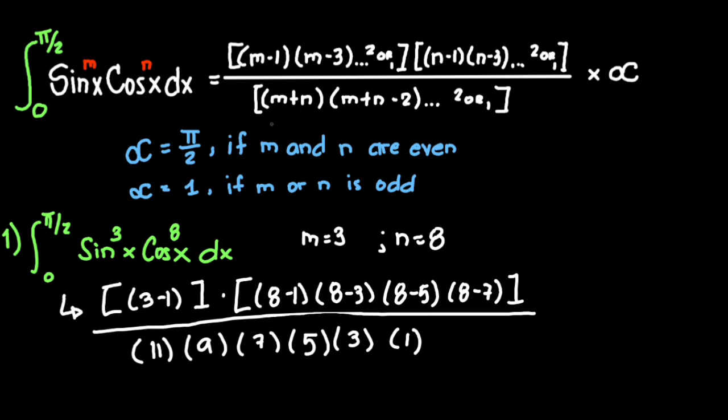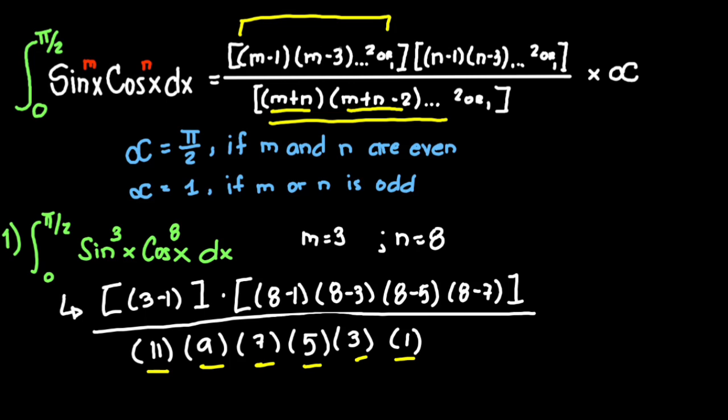So basically, the arithmetic sequence for this is you will add m plus n and just constantly take 2 away. So it would be 11, 9, 7, 5, 3, and 1. Same is true with this 2, m minus 1 multiplied by m minus 3 because you are taking the difference of 2. Same as this because it is n minus 1 multiplied by n minus 3 multiplied by n minus 5 and so on until it reaches 2 or 1.